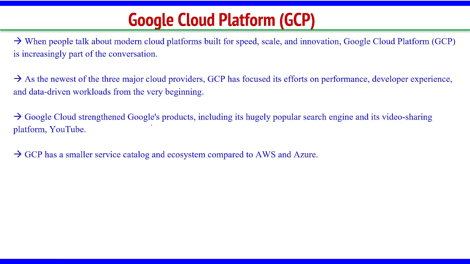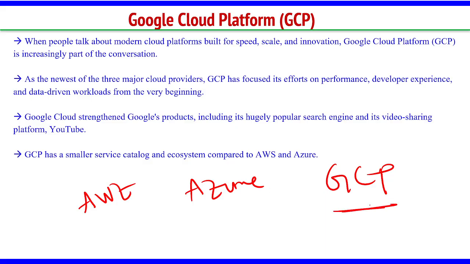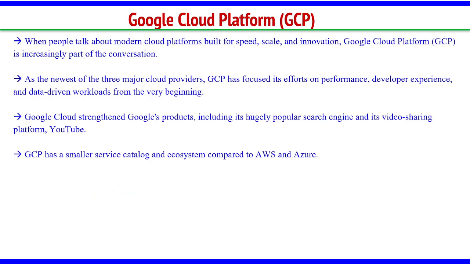And the third one is GCP, Google Cloud. This is one of the youngest. First AWS came, then came Azure, and finally came GCP. So it came very late into the market. Though it came late, it is known for its speed, scale and innovation. Okay, so it is increasing now. Its only drawback is it has a smaller catalog. See, GCP has a smaller service catalog compared to AWS and Azure.